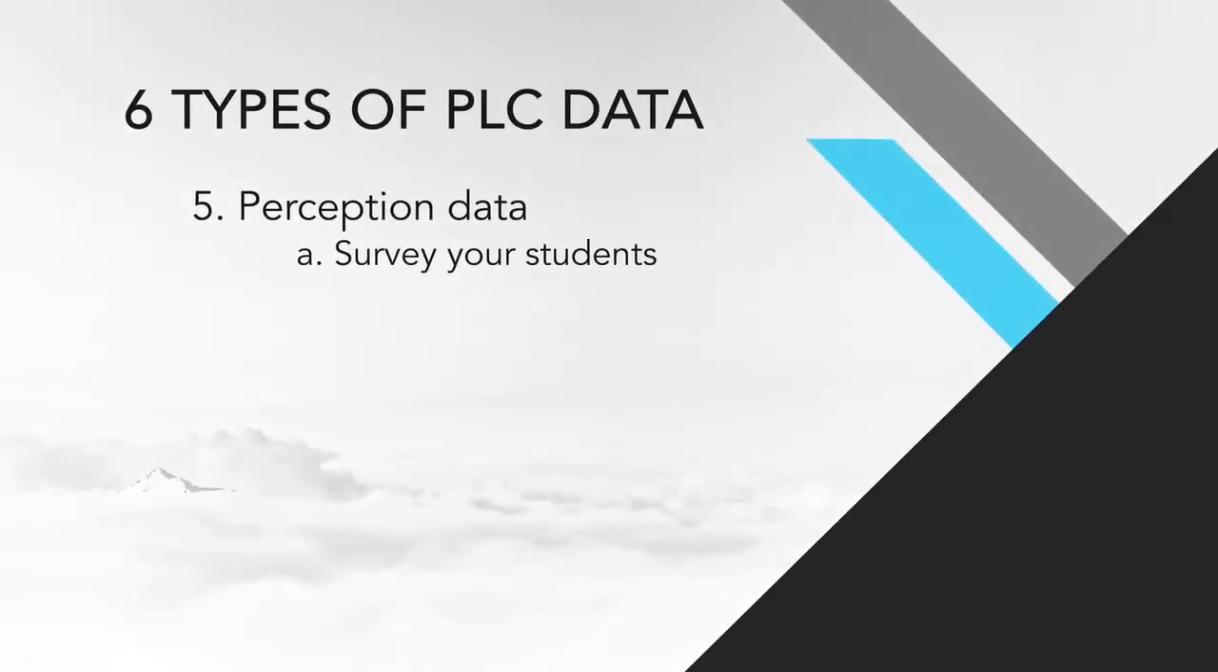A fifth kind of data we want to consider bringing to the table is perception data. So survey your students. What do they think of the curriculum? We could have a beautifully aligned curriculum and one that's taught with passion and joy. But if the student does not perceive a personal connection, a meaningfulness to what we're doing, then they might pass a test. They might get the minimum, but they're not going to hit the potential that we could have hit if we could have tapped into something they personally connected to.